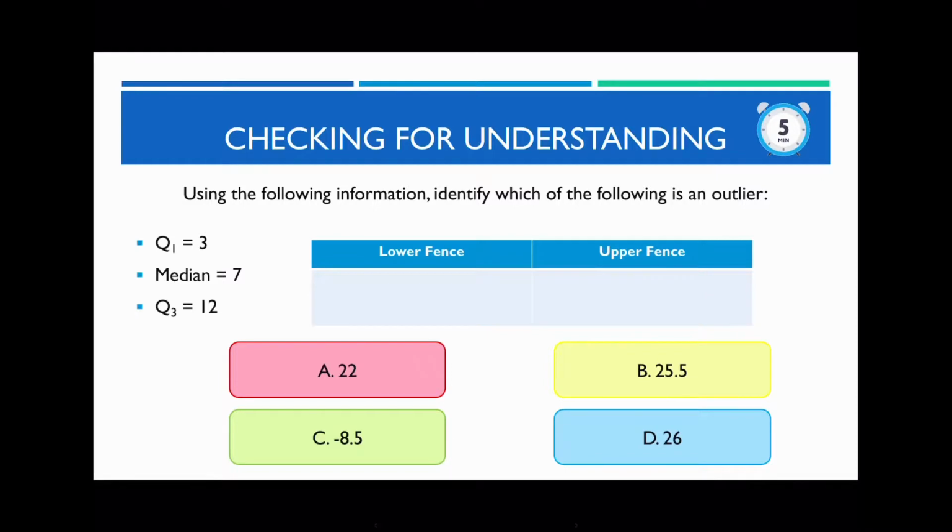In order to answer this question, what we need to do first is calculate the IQR value. So our IQR value is going to be equal to 9 in this case. And now I can start calculating the lower fence and upper fence. So this is my formula to calculate the lower fence.